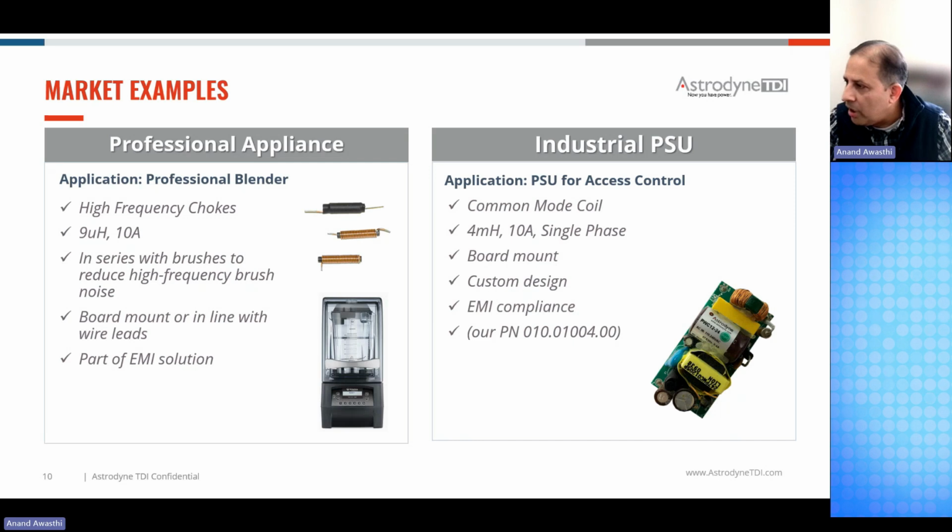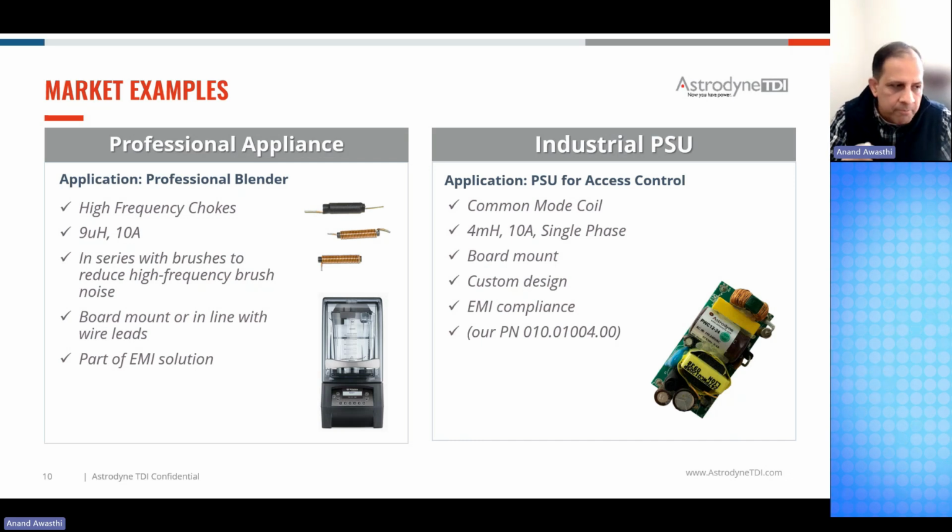We designed a common mode inductor for a power supply that was used for access control. The power supply you see here is actually an Astrodyne power supply, but that power supply was pretty close to it. We don't want to show the customer's power supply here, so we decided to show this one. But it was a very similar inductor, a very similar power supply. They were using it for access control systems. They had to comply to EMI requirements, and they needed an inductor.